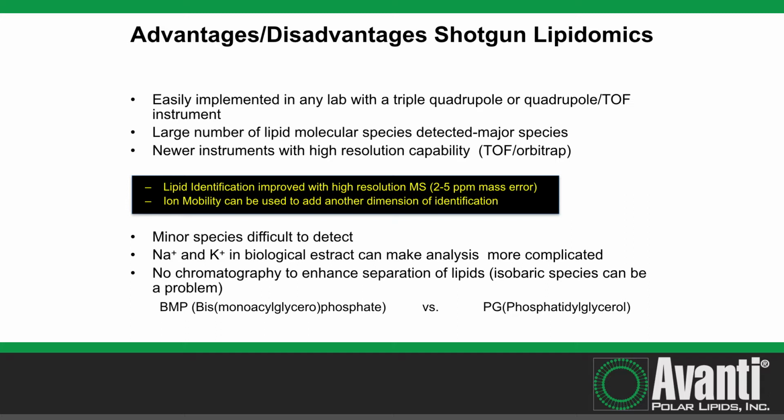An example I would give is the BMP lipids, which are bis(monoacylglycero)phosphate lipids, versus the phosphatidylglycerol lipids. They're totally isobaric. They differ by positions of acyl group location on the two glycerol moieties. And so by shotgun lipidomics, it's virtually impossible to identify them separately. And so one has to say you can identify it's either BMP or phosphatidylglycerol.